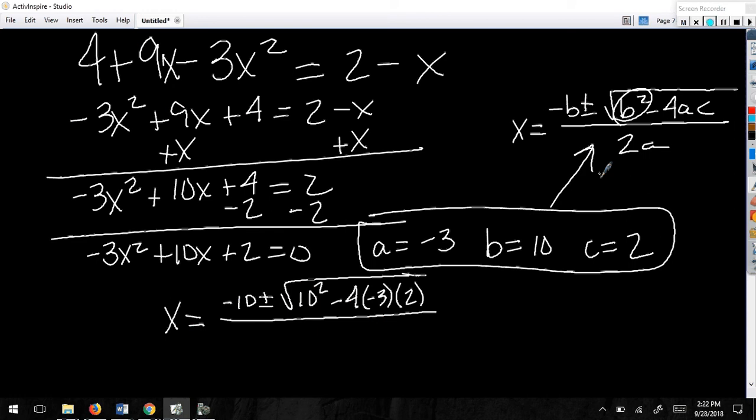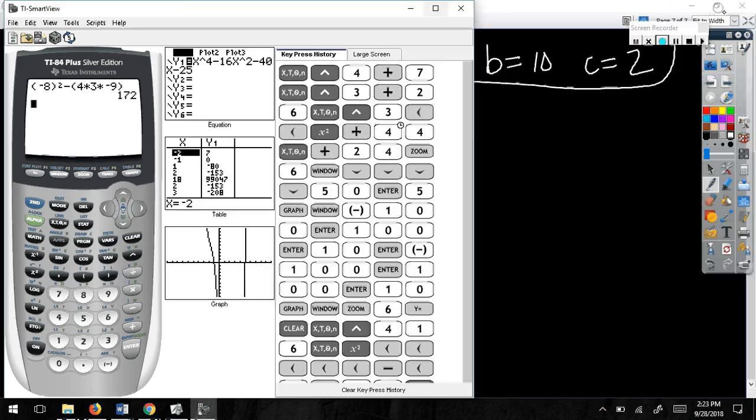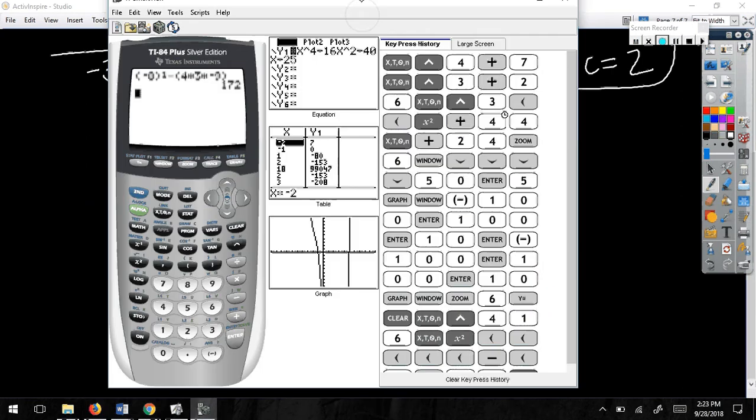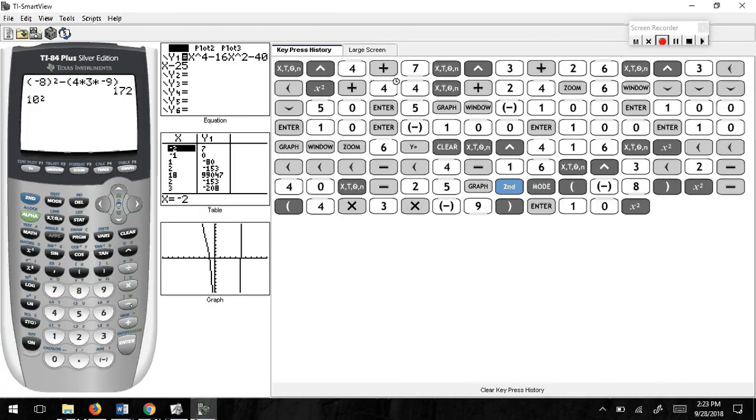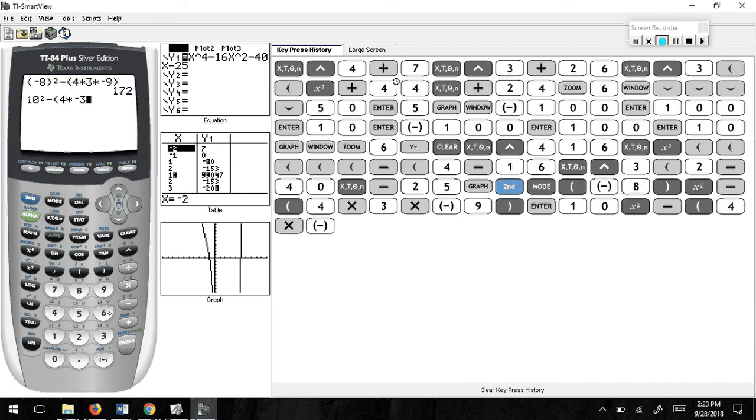All right, so my question, 2A... Yeah. Show me what you do now. Under the radical first. Yes, what I would do is I would take my calculator. 10 squared minus 4 times, what was it? Negative 3 times 2. What do you get under the radical? 124. Let your calculator do the heavy lifting for you.